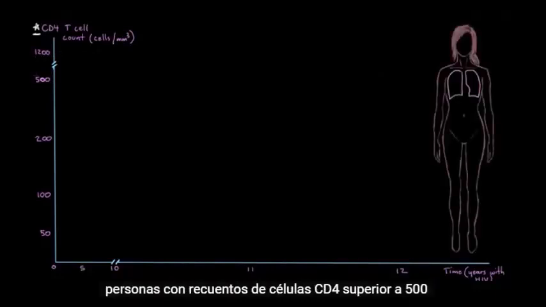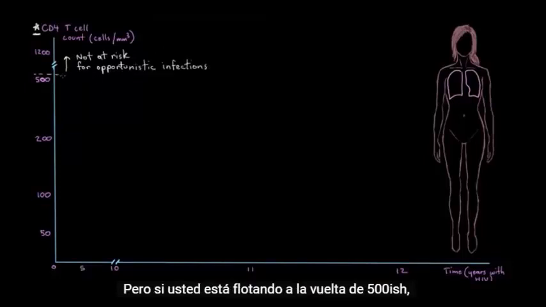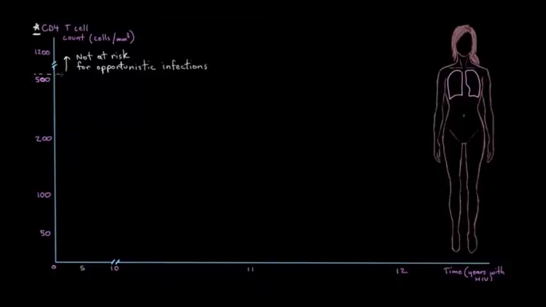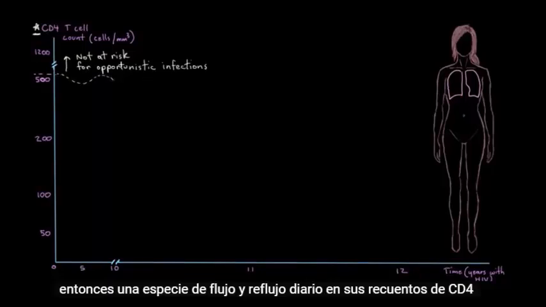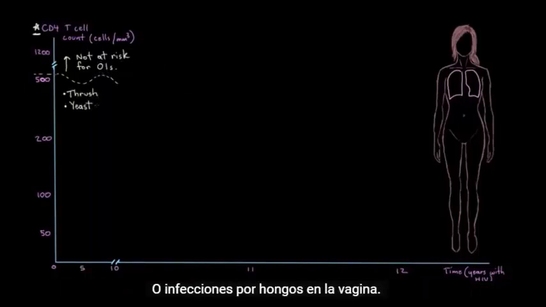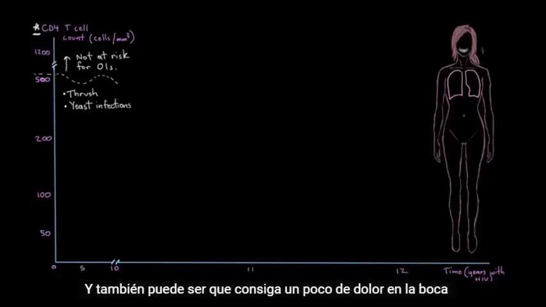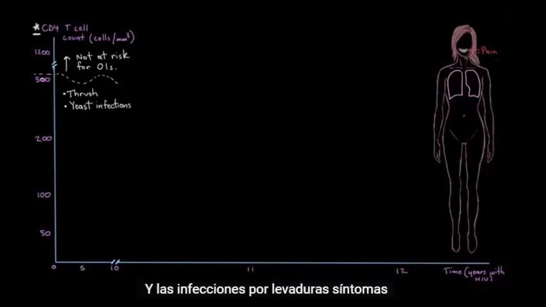So generally speaking, people with CD4 counts greater than 500 cells per cubic millimeter of blood are not at risk for opportunistic infections. But if you're hovering right around 500-ish, then the daily ebb and flow in your CD4 counts means that you might develop some minor infections like thrush in your mouth or yeast infections in the vagina. Thrush symptoms to look out for would be white patches on the gums or on the tongue. And you might also get some pain in the mouth or in the throat, and that would cause some trouble swallowing. And yeast infection symptoms might include vaginal irritation or itching, and also a thick white discharge.